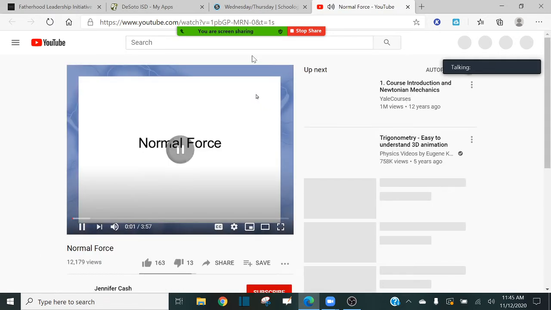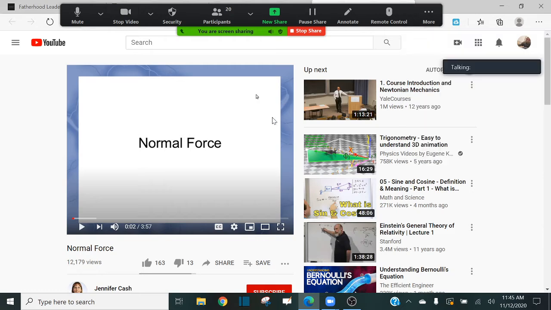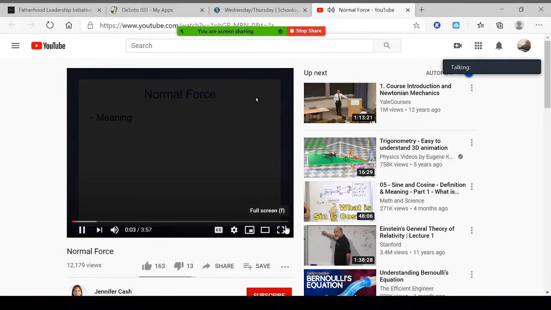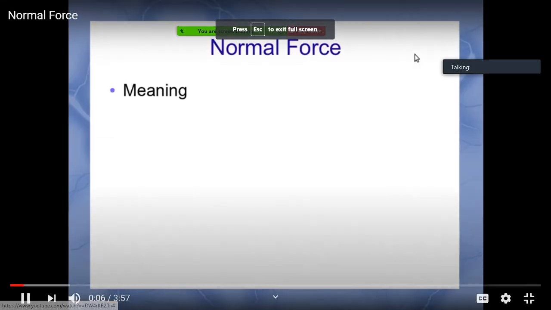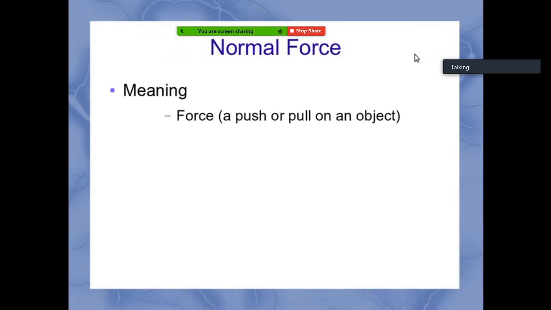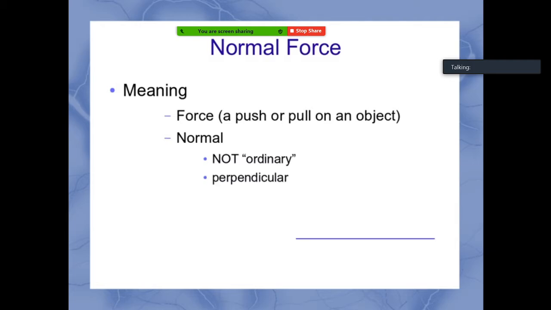Now we can consider the normal force. So our first question is, what do we mean by normal force? Let's start with one word at a time. Force, we've already talked about, is a push or pull on an object. So then we get to normal. Now what we don't mean by this is an ordinary force. While they happen all the time, that's not the usage of the word normal we mean. Instead, we're talking about a mathematical definition of normal that refers to the perpendicular.